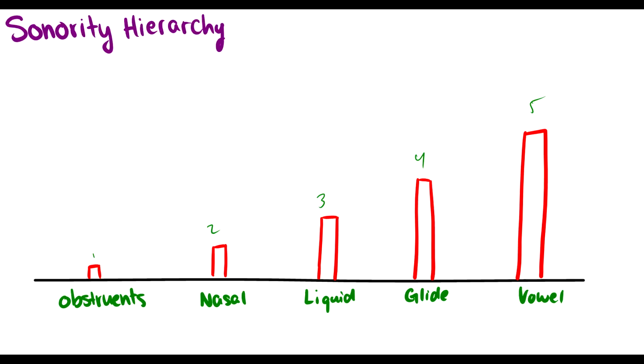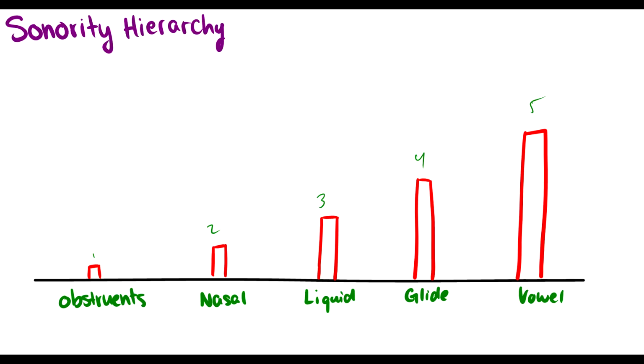Nasals, of course, are the nasal consonants. Liquids are L and R. Glides are our semivowels, so W and Y. And vowels, of course, are the vowels. So, we assign them points. Now, why do we assign them points? Why do we assign them sonority points?